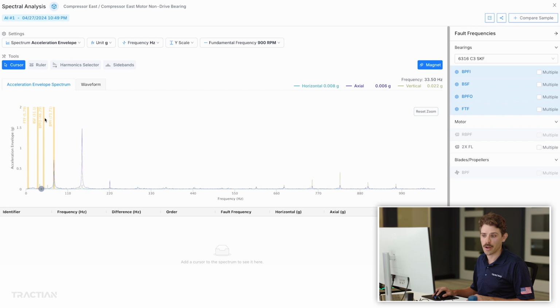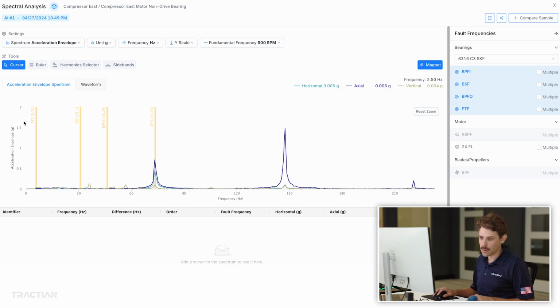And so now when I click on these individual fault frequencies on the right, you'll notice that they potentially correspond with a peak. And if they do, like in this case where BPFI corresponds dead on with this peak, we know that we have a potential bearing problem with our asset, right? In this case, an inner race defect.